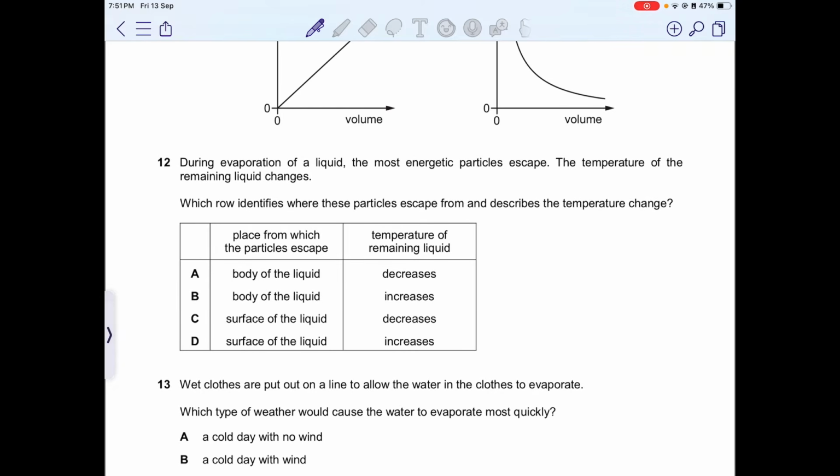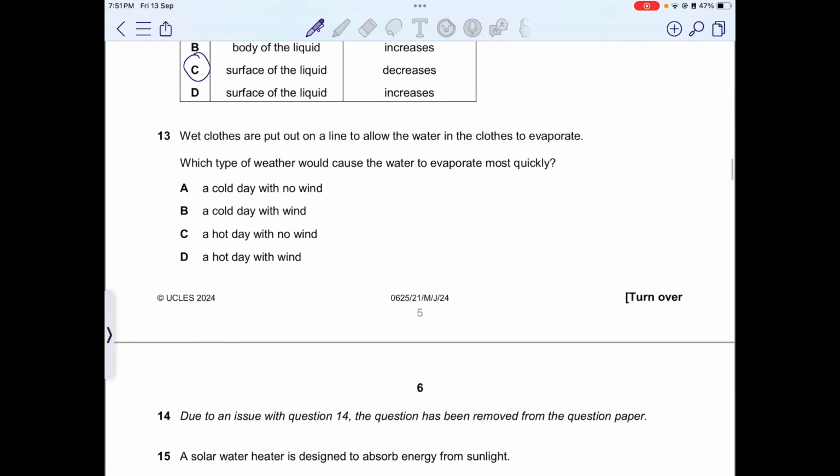Now, question number 12. During evaporation of a liquid, the most energetic particles escape. The temperature of the remaining liquid decreases. Which row identifies where these particles escape from and describes the temperature change? In evaporation, they always escape from the surface of the liquid, because this is where the most energetic particles are. The temperature of the remaining liquid decreases. Why does it decrease? Because the liquid is losing the particles with the most energy, so the remaining liquid has particles with less energy, therefore the temperature decreases. So 12C.